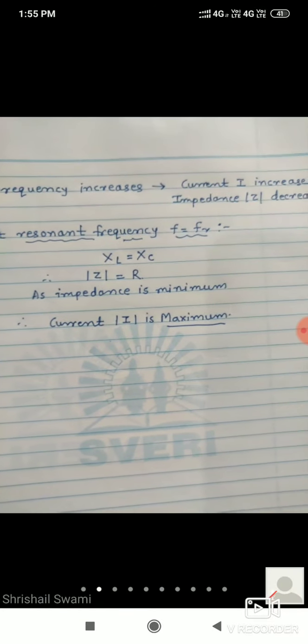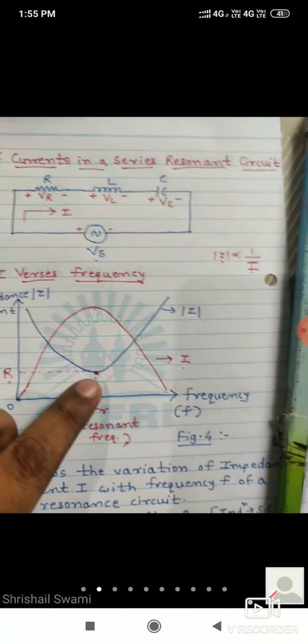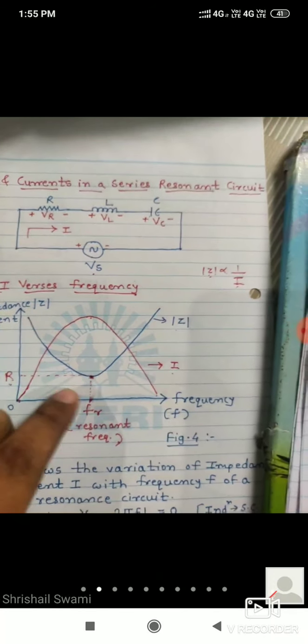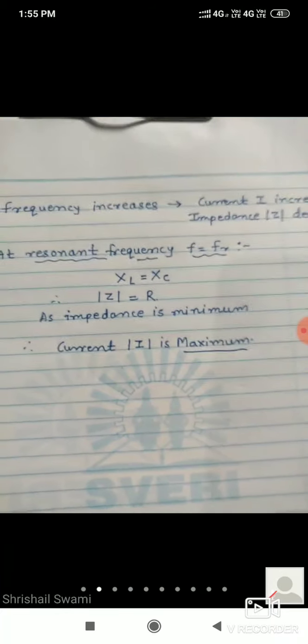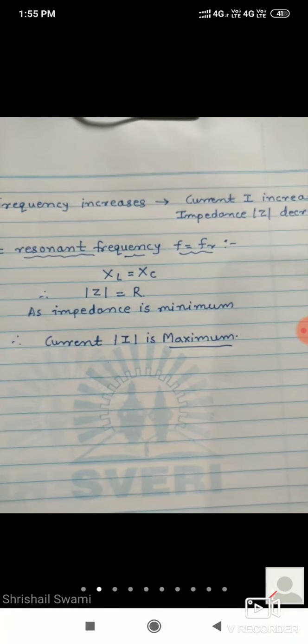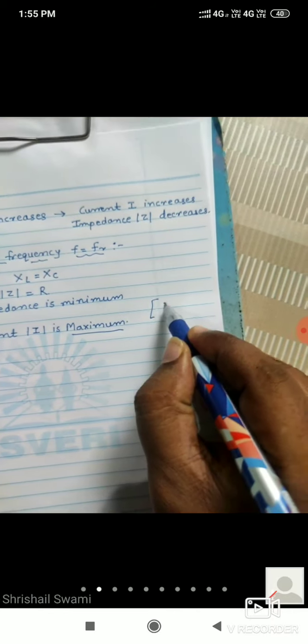Impedance जर minimum असेल तर current I काय असतो? Maximum. Okay, see here, at resonant frequency impedance is minimum, that is R, and when impedance is minimum the current is maximum, because current is inversely proportional to impedance किंवा impedance is inversely proportional to current. Okay, I will write here, Z is inversely proportional to I.